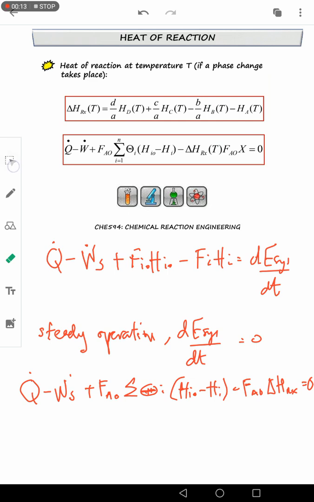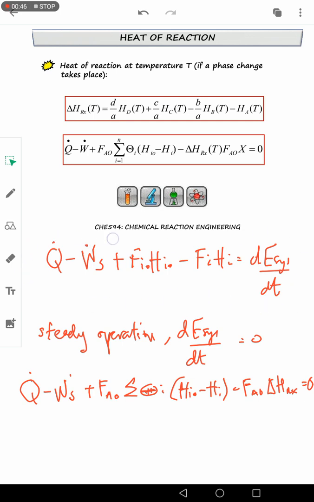Okay, previously you have been introduced to energy balance, in which the heat added and the work exerted on the system. And this is the flow rate times enthalpy in, flow rate times enthalpy out equals to the accumulation of the energy to the system over the time. So this is basically the general energy balance.